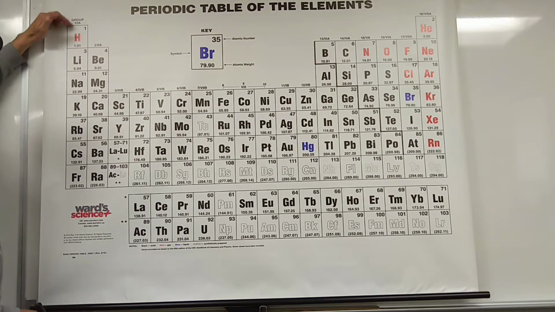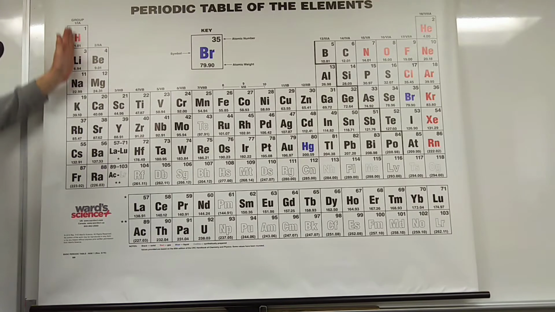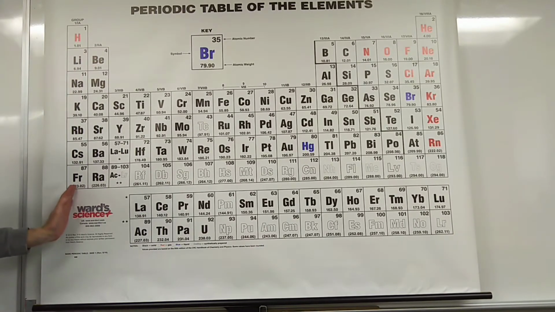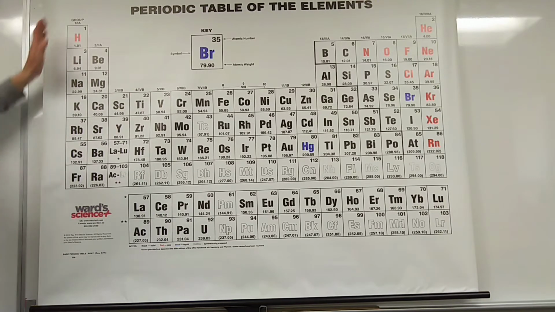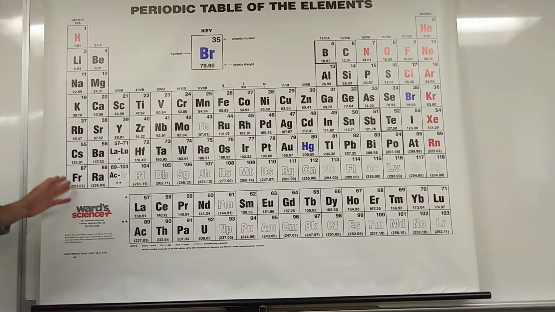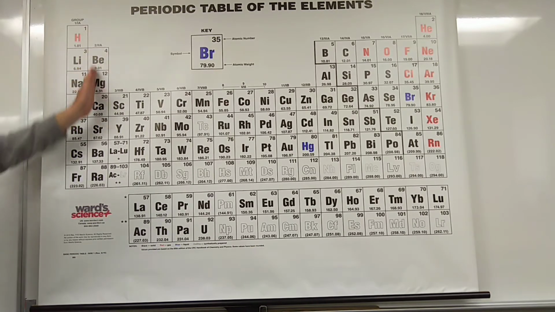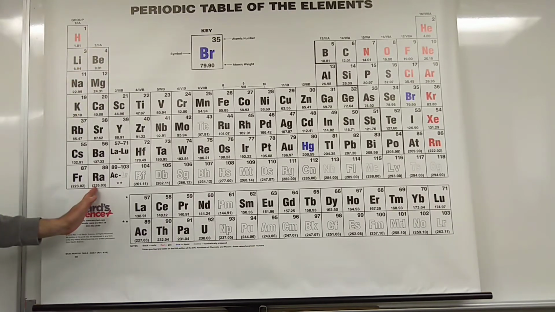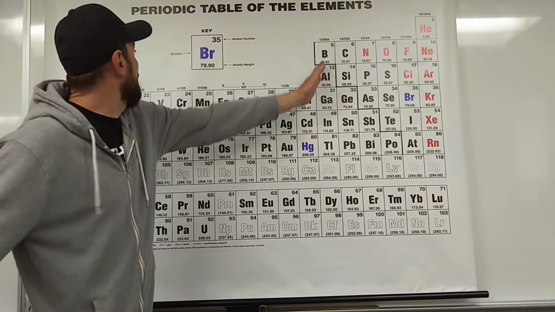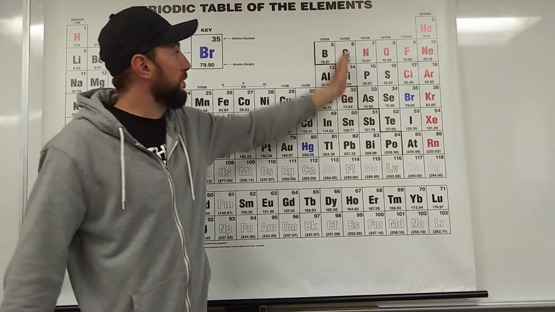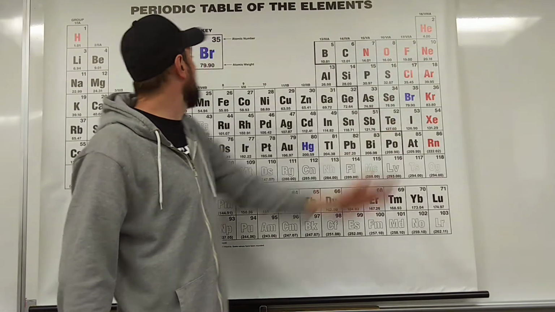So right now, group 1, these all have what in common? Who can tell me? Who remembers? It's very simple. All these have one valence electron. All these have 2 valence electrons. 3, and then you jump over to here. 3 valence electrons, 4, 5, 6, etc.